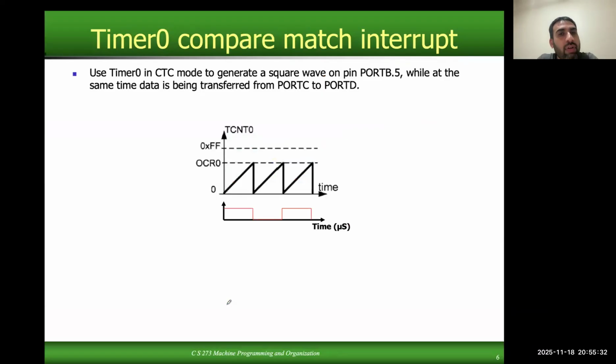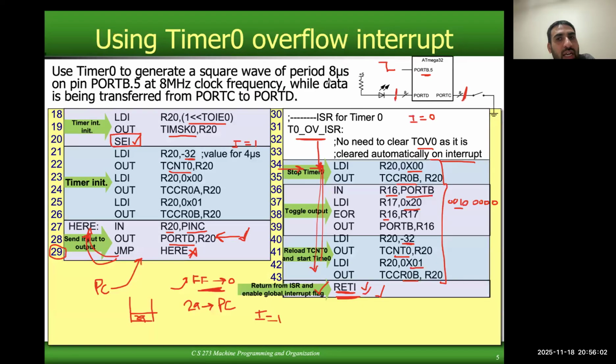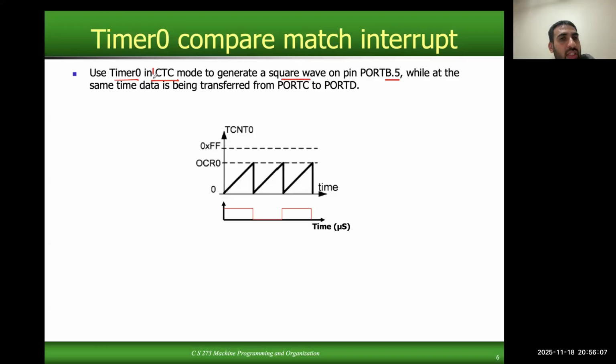Okay, we have another example where we want to write a program to serve the output compare match interrupt of timer 0. So what we want to do is to use timer 0 in CTC mode to generate a square wave again on port B5, while at the same time data is being transferred from port C to port D. This example is almost the same as the previous example, with the only difference that in the previous example we were using the normal mode, but here we want to use timer 0 in the CTC mode.